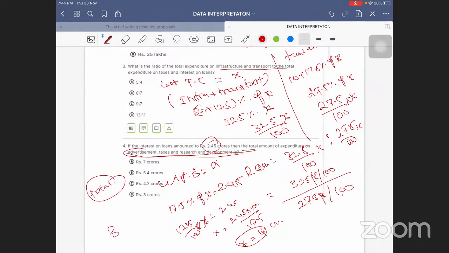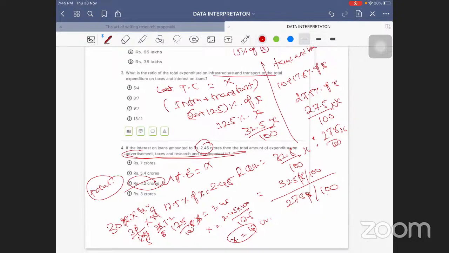So 30% out of 14 crore. So 30 divided by 100 into 14. We cancel: 5 twos are 10, 7 twos are 14, 3 into 14 is 42. So the answer is 4.2 crores.